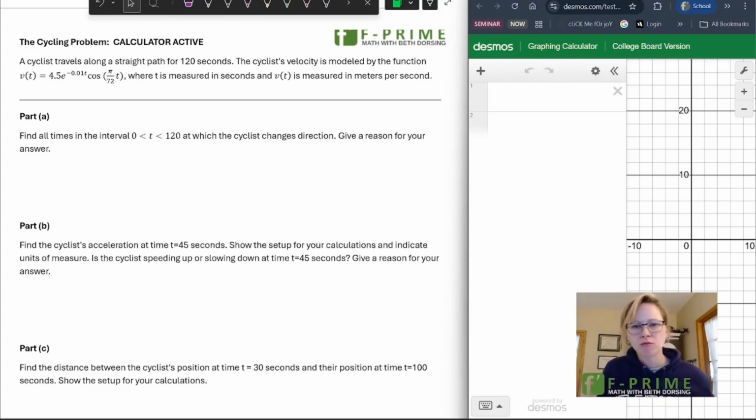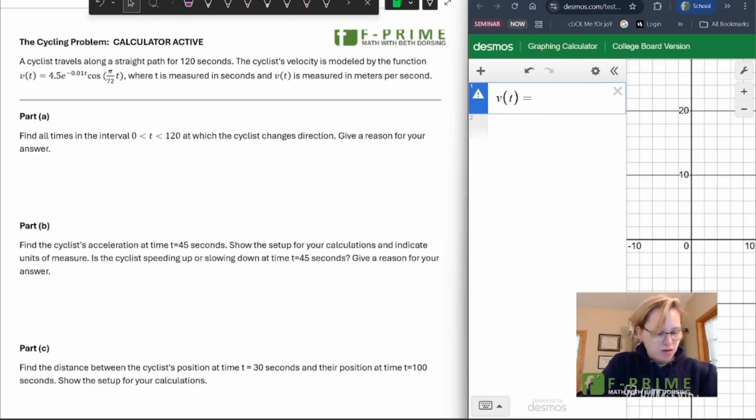So let's take a look at our problem. A cyclist travels along a straight path for 120 seconds. The cyclist's velocity is modeled by the function v of t, where t is measured in seconds and v of t is measured in meters per second. Now, before I even read any of the questions, if this is calculator active, I am going to start by typing my equation into Desmos.